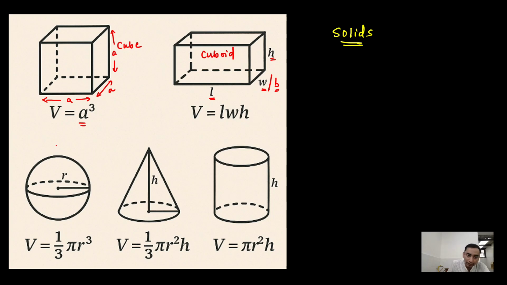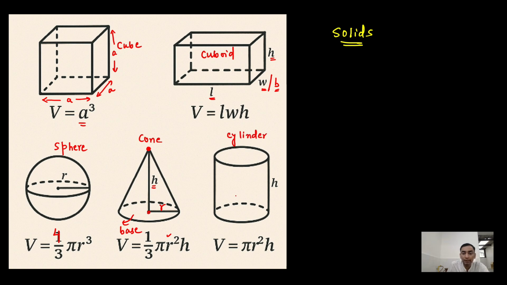This is a sphere, and the volume of the sphere is given by 4 by 3 pi r cube, where r is the radius of the sphere. This is a cone, and the height of the cone, that means from the vertex till the bottom, is h, and the volume is 1 by 3 pi r square h, where r is the radius of the circular base of the cone. The lower part is the base, and the radius of that base is r, so that needs to be substituted here. This shape is a cylinder.